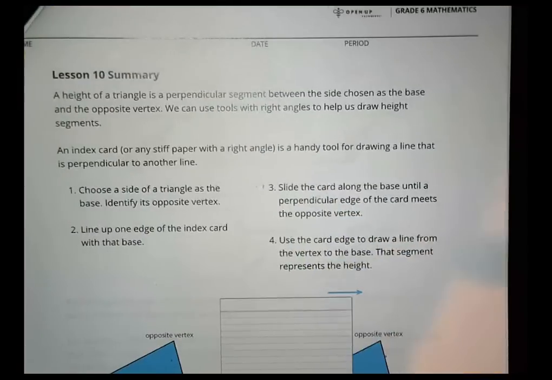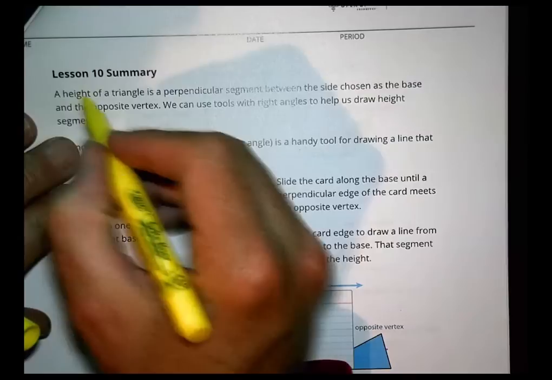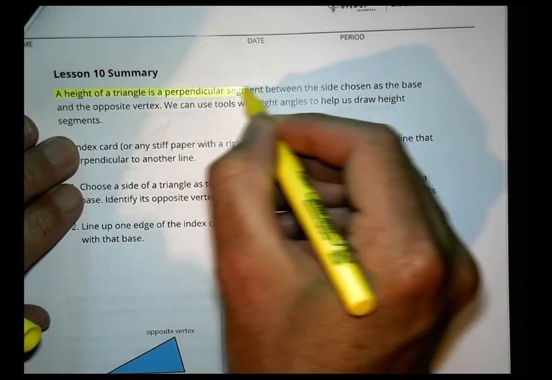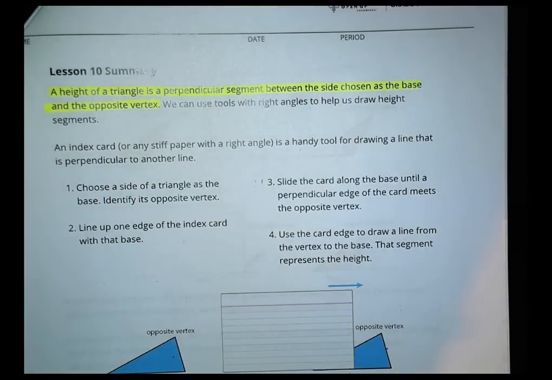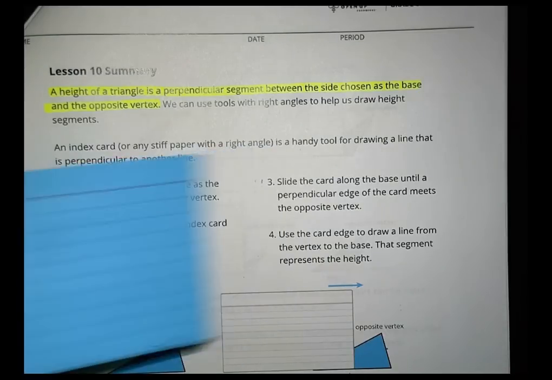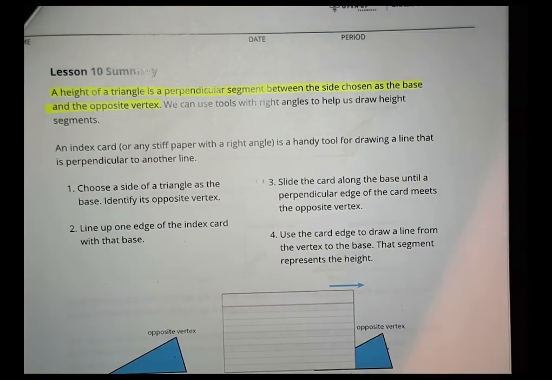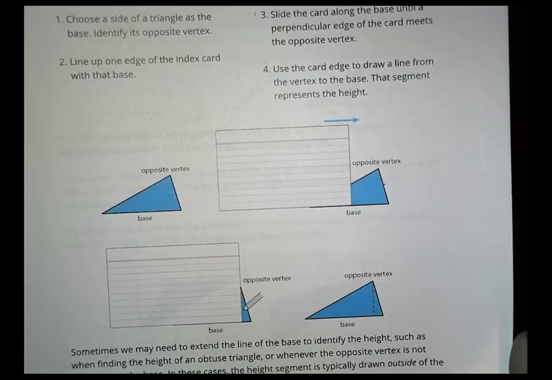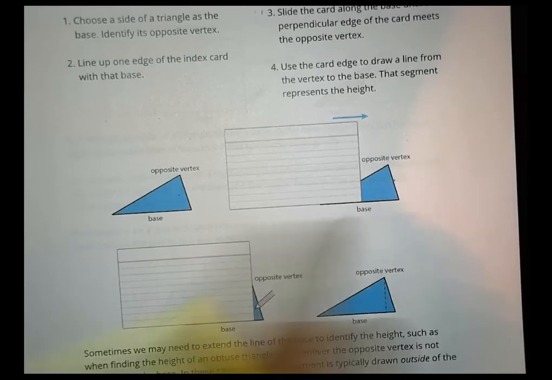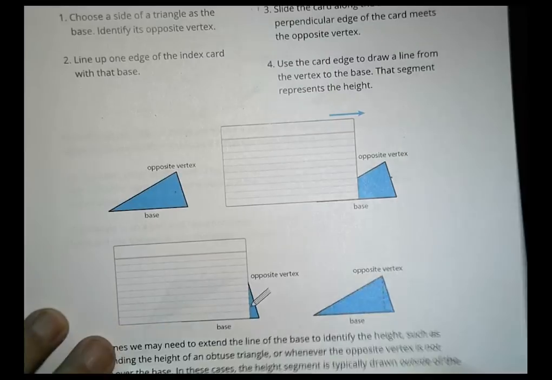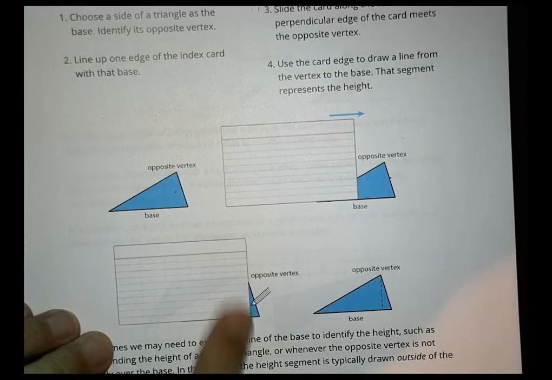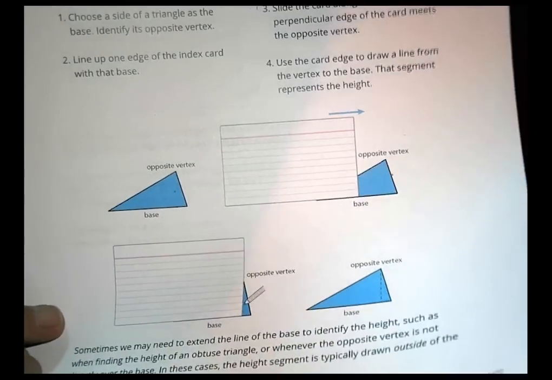Alright, so in summary here for today's lesson, we would say that a height of a triangle is a perpendicular segment between the side chosen as the base and the opposite vertex. And we can use tools like our card here with right angles to help us draw the height segments. And that's what we did there. The rest of the summary is just kind of showing you an example of how you draw those heights utilizing an index card, right? How you might find a vertex and slide it over to draw that line, just like we did in our practice together.